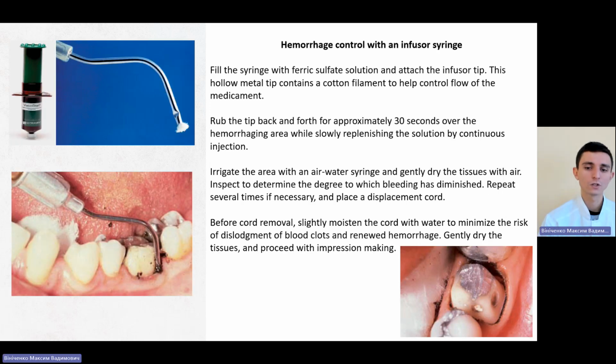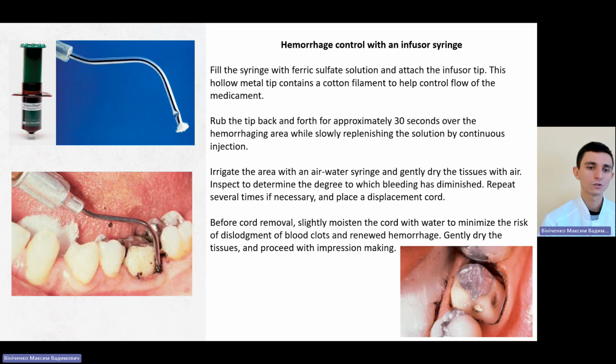Hemorrhage control with an infuser syringe. Fill the syringe with ferric sulfate solution and attach the infuser tip. This hollow metal tip contains a cotton filament to help control flow of the medicament. Rub the tip back and forth for approximately 30 seconds over the hemorrhaging area while slowly replenishing the solution by continuous injection. Irrigate the area with an air-water syringe and gently dry the tissues with air.